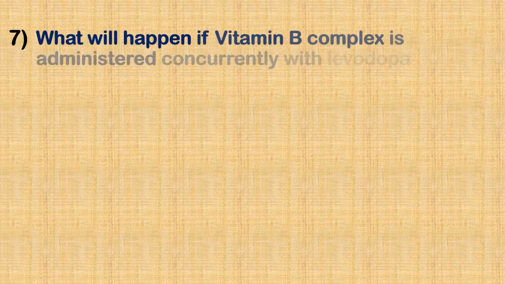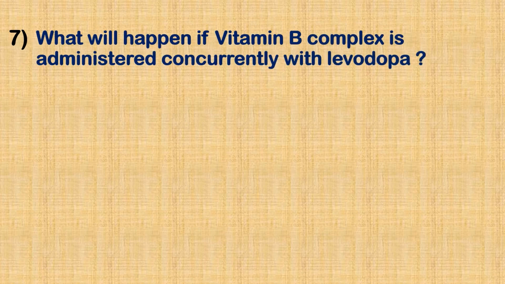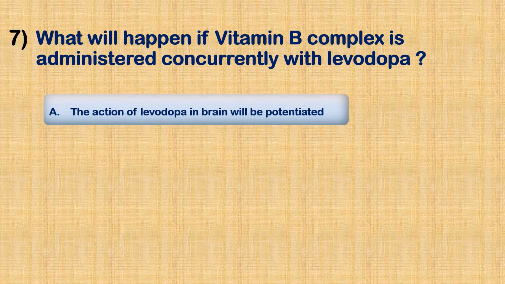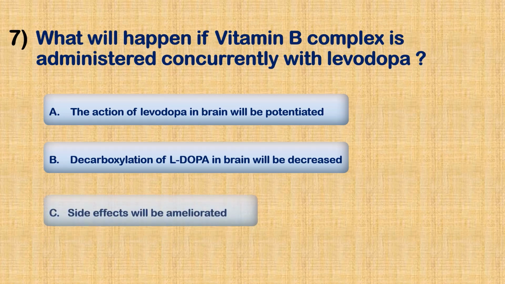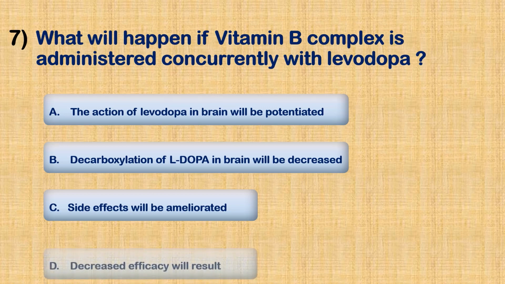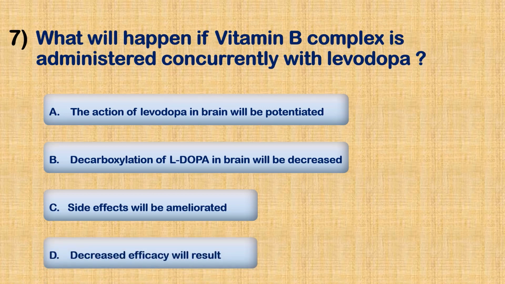Moving on to question number 7. What will happen if vitamin B complex is administered concurrently with levodopa? Option A, the action of levodopa in brain will be potentiated. Option B, decarboxylation of L-dopa in brain will be decreased. Option C, side effects will be ameliorated. And option D, decreased efficacy will result. Here the correct answer is option D, decreased efficacy.